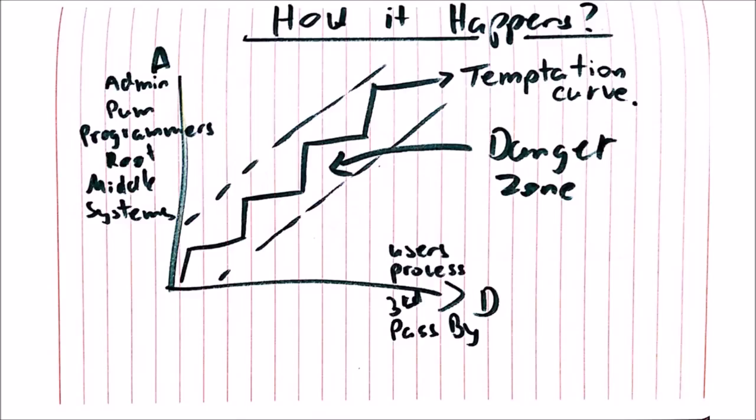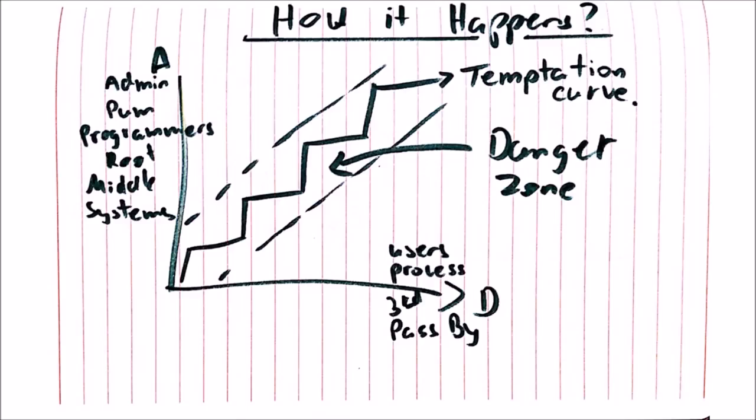Clearly and naturally, from the people we mentioned in the previous slide, the admin, the PUM, the programmers, the root, the middle, and the systems have more strength on the access side. And if they gain distribution, they can do it. And the same goes with users, process, third party, and those that pass by. They've got more the distribution side, and if they get access, they'll be able to do it.